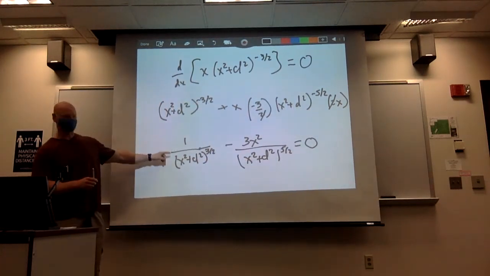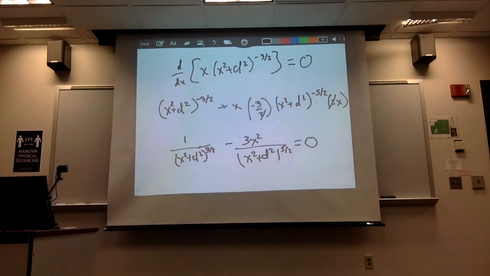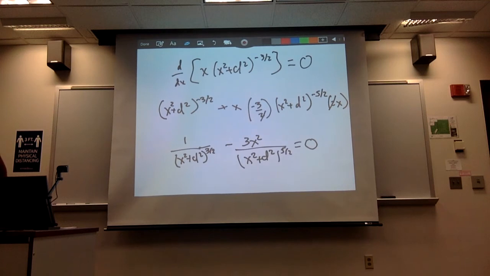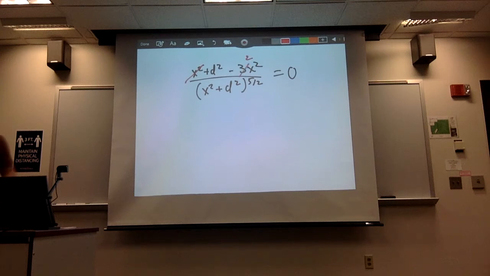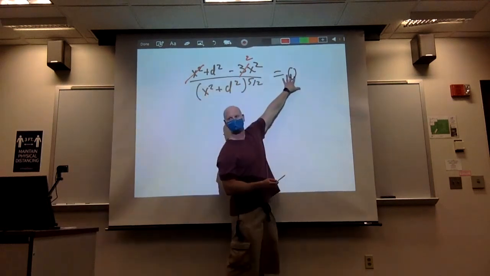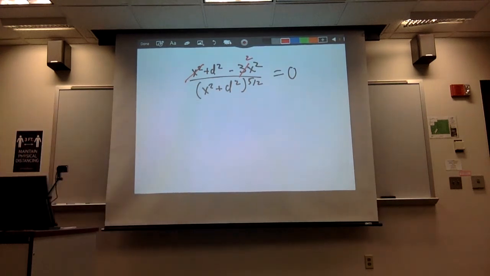Now from here, I found a common denominator. The common denominator is simply this term with the 5 halves, so I'm going to multiply top and bottom of that one by this. So this now becomes x squared plus d squared minus 3 times x squared, all divided by x squared plus d squared, all raised to the 5 halves power, is equal to 0, right? Okay? Now notice this term here cancels out with one of those. And since this is equal to 0, all I have to do is multiply this side over here, which cancels the whole entire denominator, so I don't even care what the denominator is, since it just goes away.